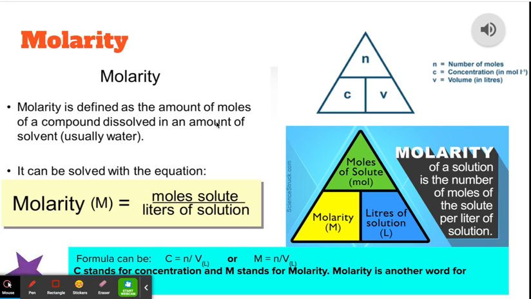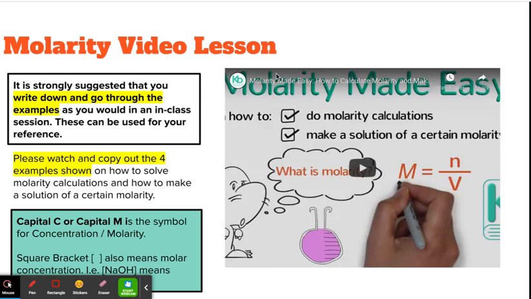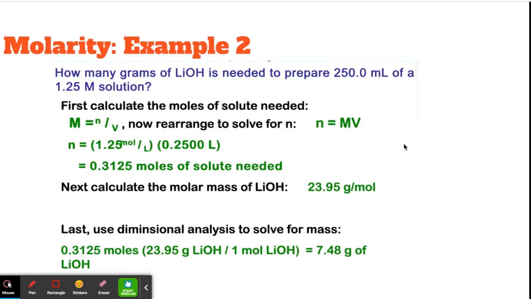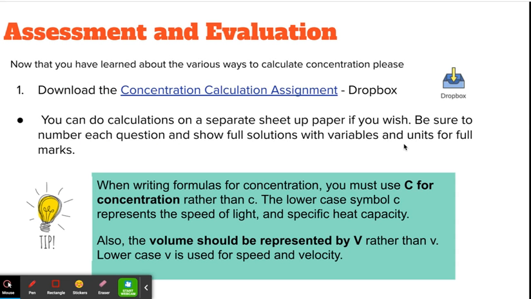We get into the last type of concentration calculation, something referred to as molarity. This is the typical way that most chemists report concentration, and I take you through that. You need to watch this video here and copy down the examples as reference for you. There are 4 of them. And then I've got some supplementary examples for you to see.